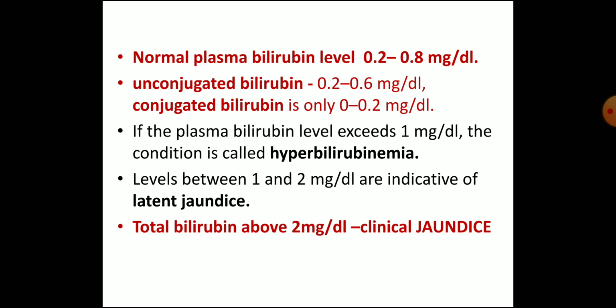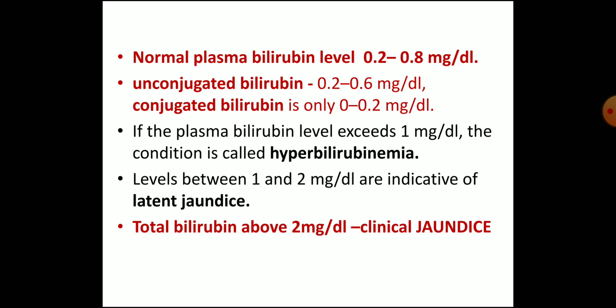So before going to the actual classification and causes, we have to know what is jaundice. You have to define jaundice. Jaundice is yellowish discoloration of skin, conjunctiva and sclera due to increased amount of bilirubin in the blood. So you have to know the normal bilirubin level.